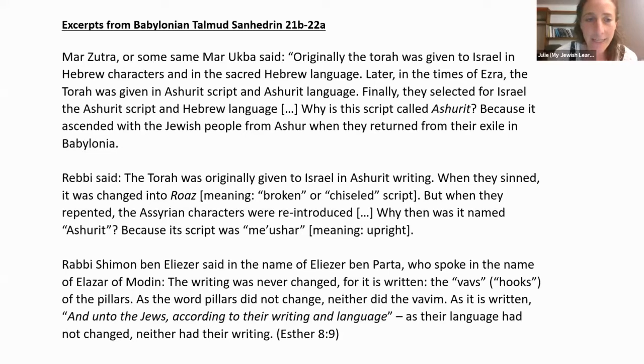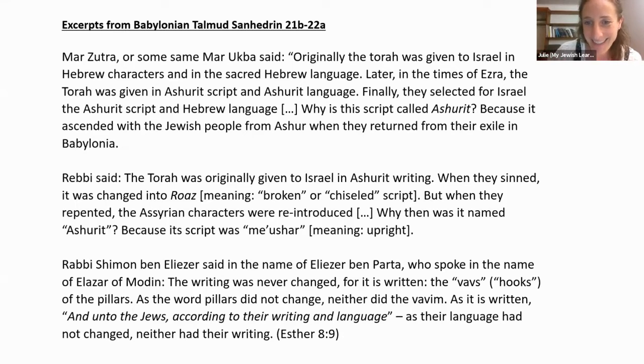Rebbe has a different idea. The Torah was originally given to Israel in ashurit writing. This is a pretty bold claim because, as we've seen just from the evolution of scripts, it doesn't seem that ashurit existed at this time. But Rebbe's going to explain that away. The Torah was originally given to Israel in ashurit writing. When they sinned with the calf, it was changed into roaz, meaning broken or chiseled script. That's the original Hebrew. But when they repented, the Assyrian characters were reintroduced. Okay, so he's saying, no, the ashurit existed all along. It was there right at the beginning for a moment, and then God took it away and only gave it back many generations later.